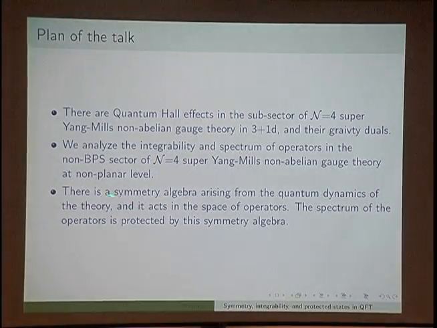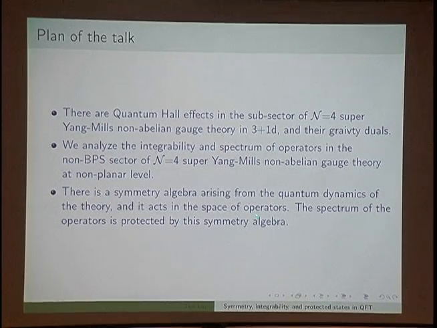And then I will also talk about a symmetry algebra arising from the quantum dynamics of the system. This symmetry algebra acts in the space of operators, and therefore it acts in the space of observables. So this symmetry algebra is not a symmetry of the Hamiltonian, or a symmetry acting on the fields in the system, but rather it's a symmetry acting on the observables. And the spectrum of the operator is protected by the symmetry algebra.